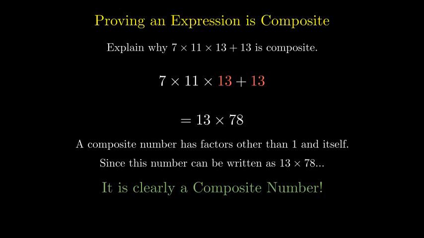A composite number is one that has factors other than 1 and itself. Since this number equals 13 times 78, it has 13 and 78 as factors. Therefore, 7 times 11 times 13 plus 13 is clearly a composite number.